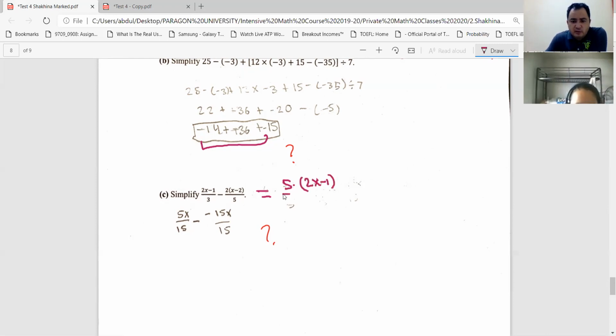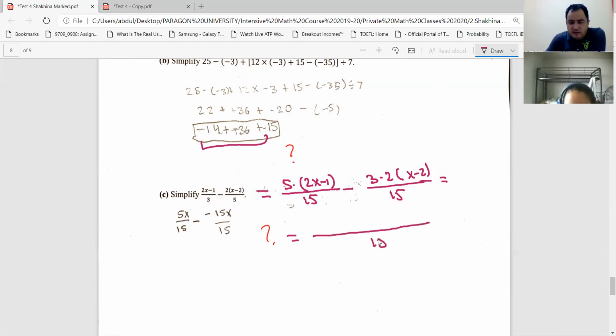2x minus 1 over 5 times 3, 15, minus the second one we should multiply by 3. 3 times 5, 15, and here we have 3 times 2x minus 2. So now we will simplify this. Denominators are the same. You can draw a single fraction line. Right here 15. 5 times 2, it is 10x. 5 times negative 1 minus 5. And 3 times 2, we know it is 6.